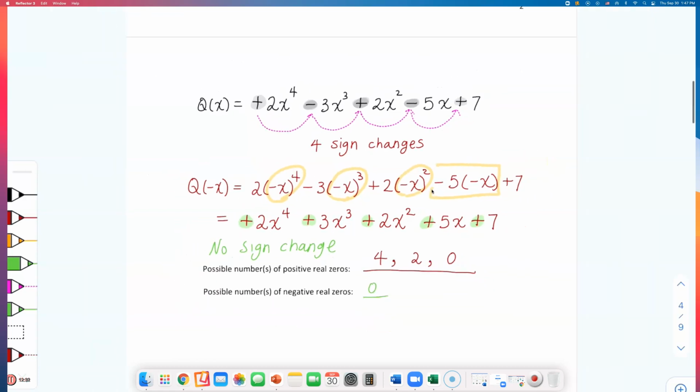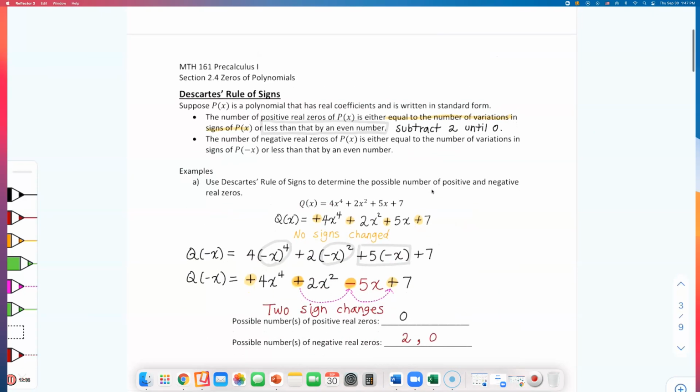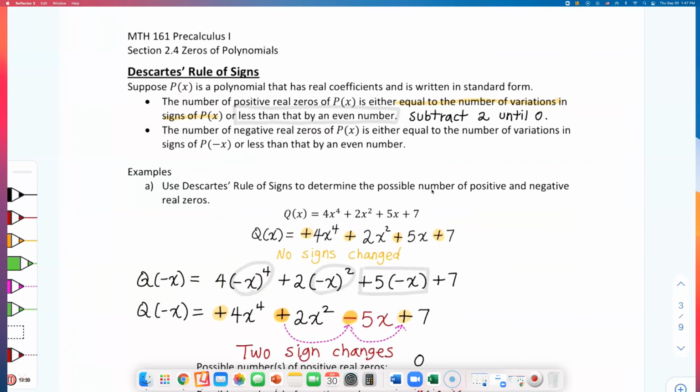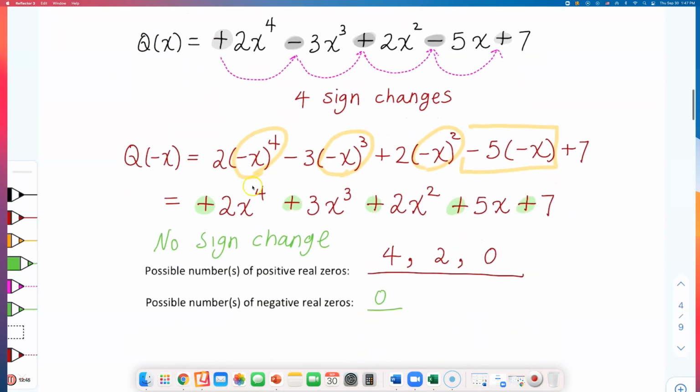So that is Descartes' Rule of Signs and 3 different examples to get you started. You do have a homework topic on this in ALEKS, so go and practice this for me. I will be back to go over another page, I think page number 4, in another video soon.